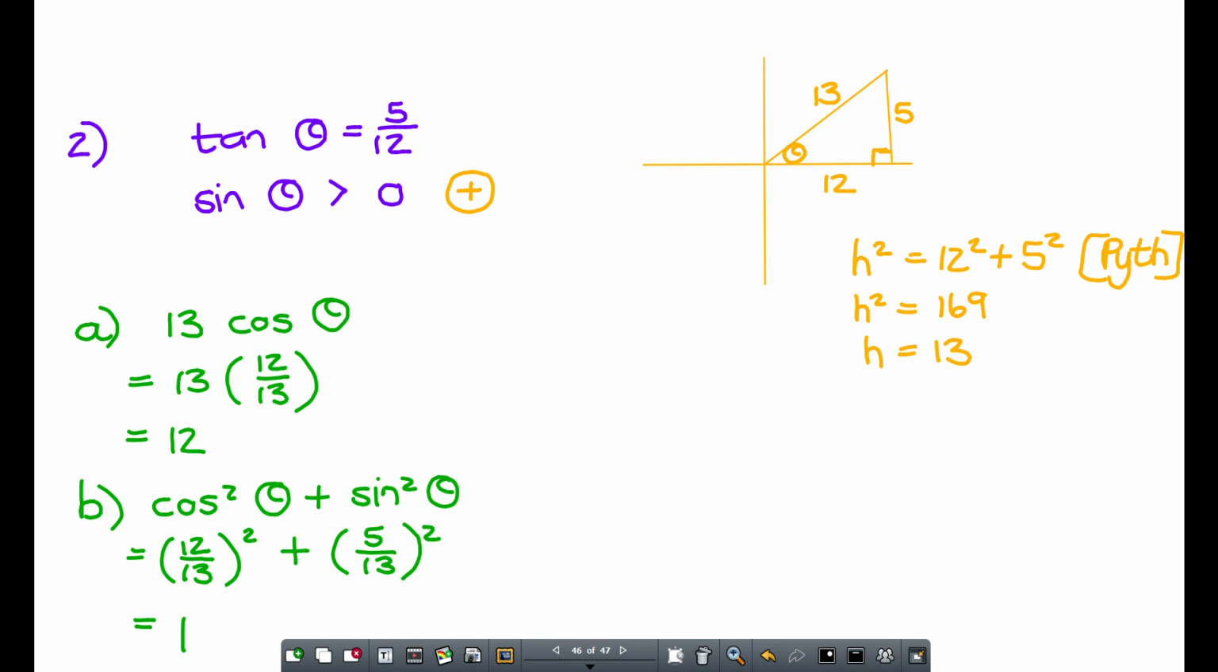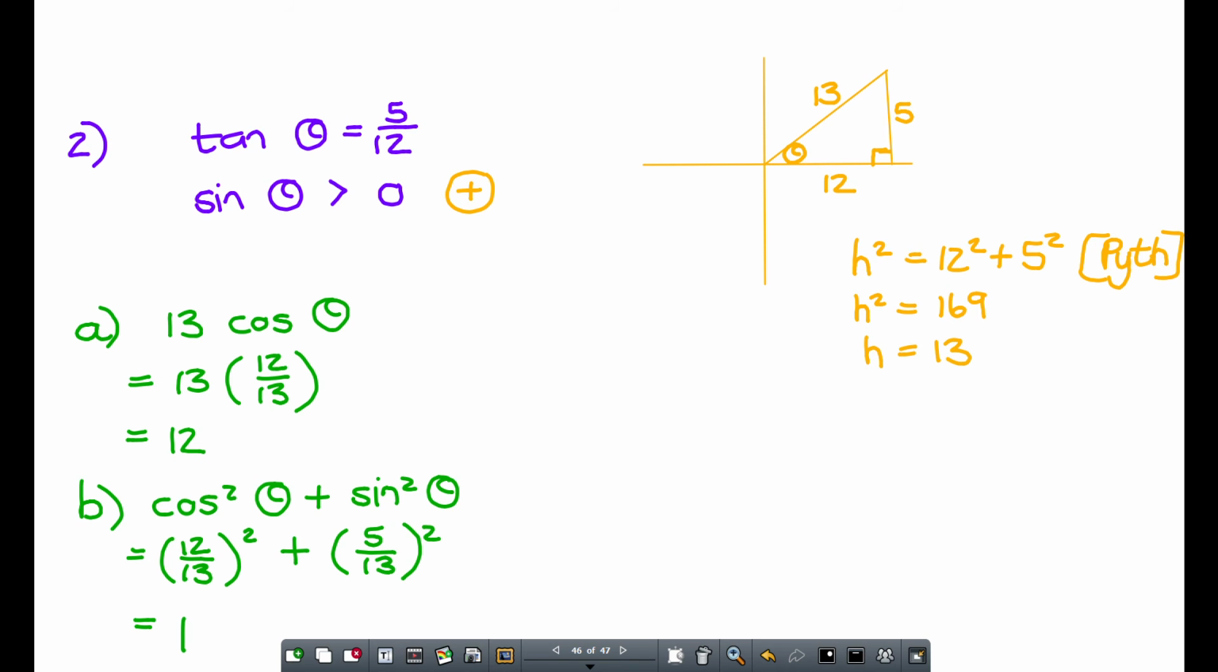Okay. Then, at A, they want you to get 13 cos theta. So die 13 vooraan beteken ons 13 maal cos theta. Nou kom ons gaan kyk wat is cos. If I work from theta, cos means adjacent over hypotenuse. So dit is hoekom ek daai 12 op 13 het. And if I go multiply that 12 over 13 with 13, it means my final answer would be 12. Is julle reg daar? Good.